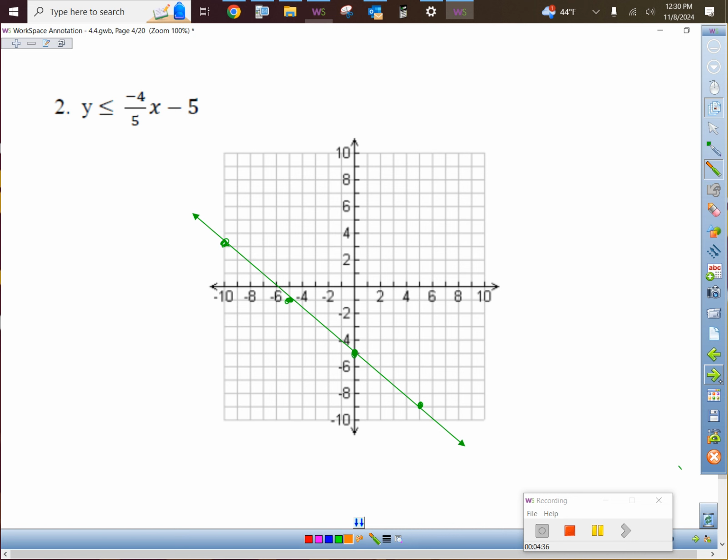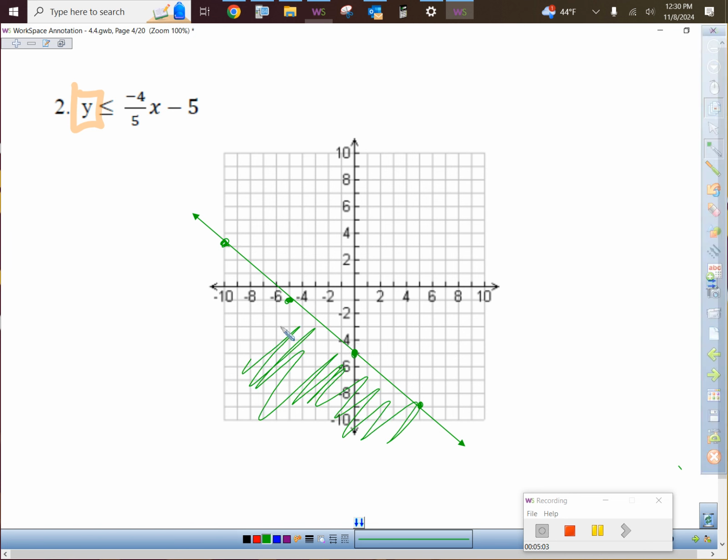But what makes this different is we have to shade where all of the solutions are at. How do you do that? Here's our rule. We're going to make sure y is all by itself. Is y all by itself when we started? So then you read the symbol. The symbol is a less than. If you just put your pencil on the y-intercept, less than means go below that, so I will shade down here.